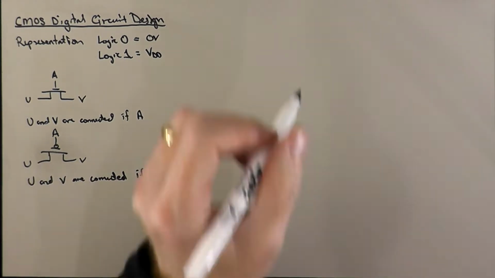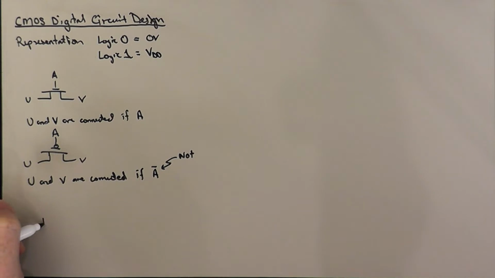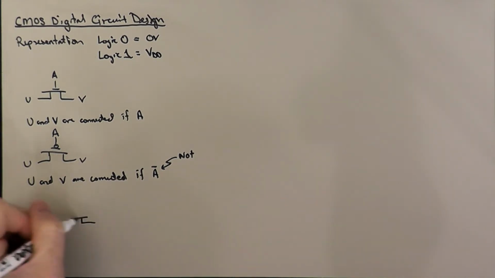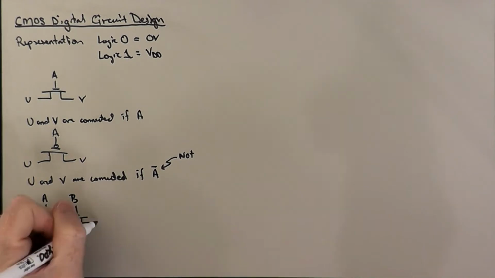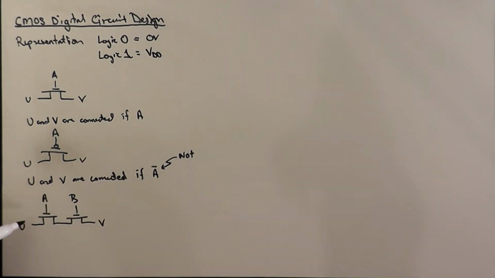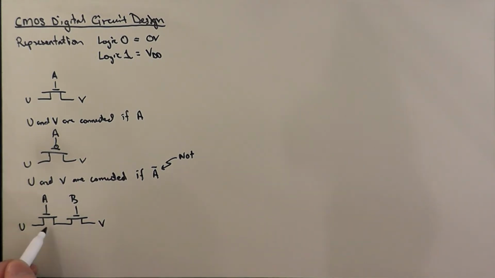What happens if we put, let's say, two transistors in series? Let's say two NMOS transistors in series with each other. Let's say I have A and I have B, and I have my U and V. Okay? So in this case, since these two transistors are in series, if either one of them is turned off, is not conducting, then the series connection of them is also not conducting. So if both of them are not conducting, I'm not going to get any connection between U and V. If A is not conducting but B is, I'm still not going to get a connection because these are in series. Likewise, if B is conducting but A is not conducting, then I'm not going to get a connection.